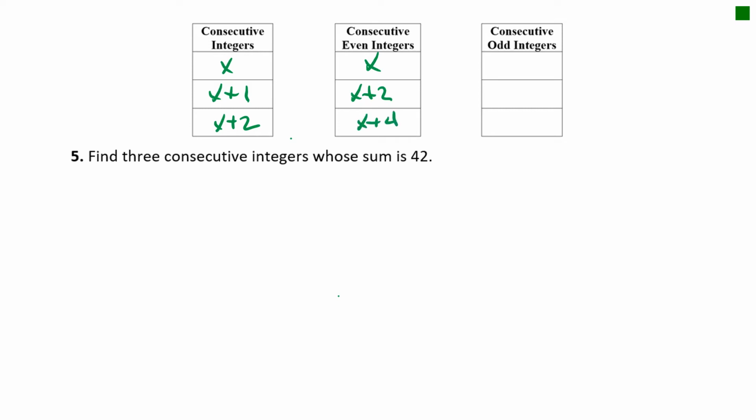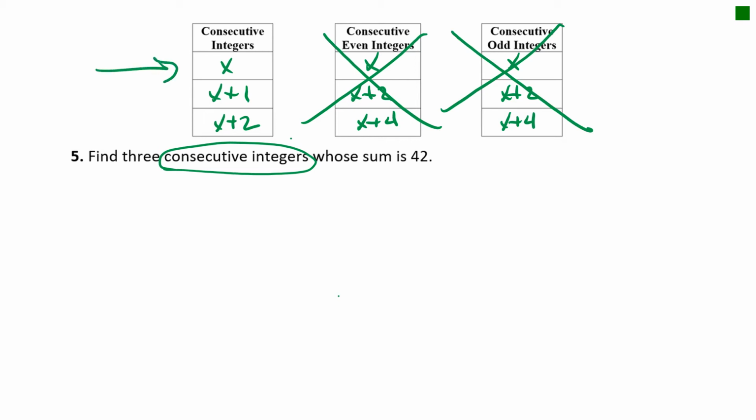Okay, so let's write down again: x, x plus 1, x plus 2; even: x, x plus 2, x plus 4; odd: x, x plus 2, x plus 4. Find 3 consecutive integers. So I don't care about the even, I don't care about the odd, I'm looking at this. So I need 3 of them. My first one is x, so that's the first, right? My second one, I'm going to take whatever that number is and add 1. And for my third one, I'm going to take whatever the original number is and add 2.